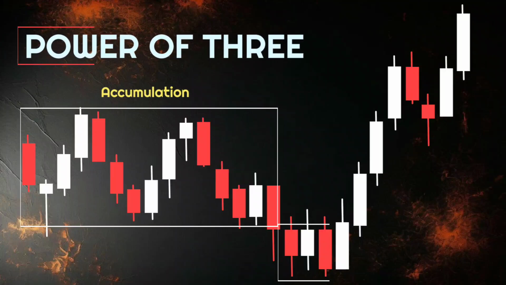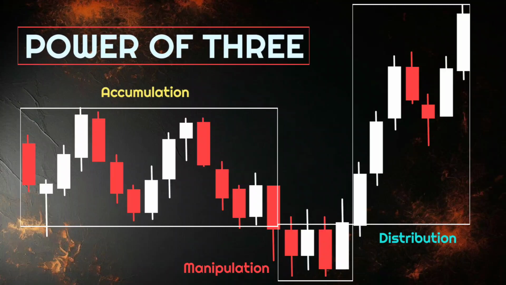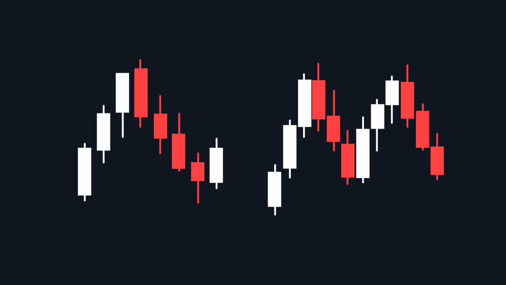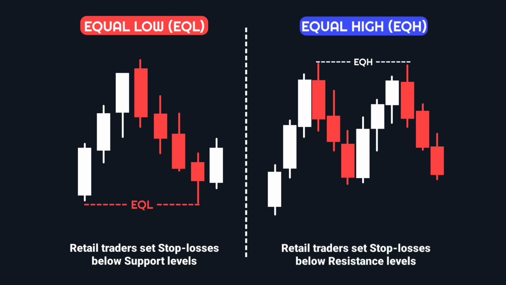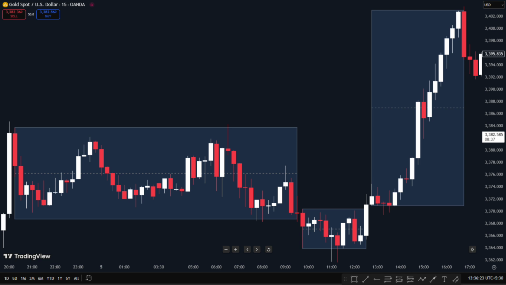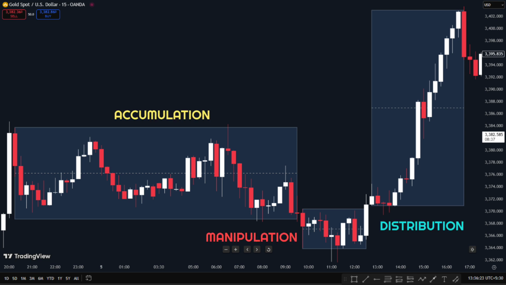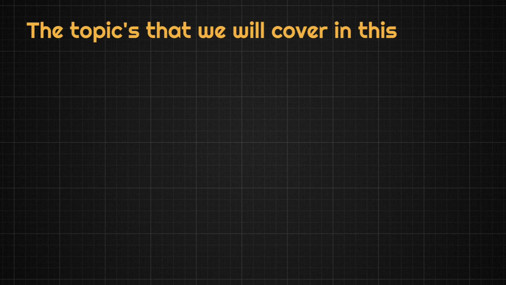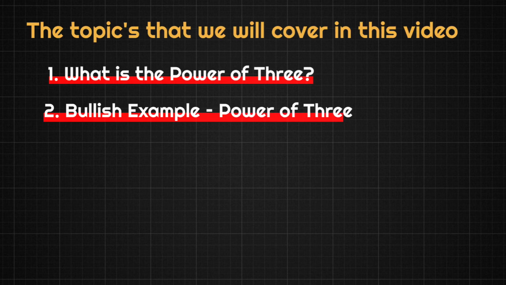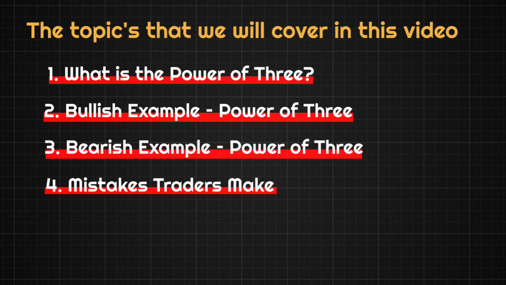Today we're going to break down one of the most effective setups in smart money concepts, the Power of Three, also known as AMD. In this session, we'll go through what the Power of Three is, how to correctly identify it on your charts, the rules for high probability execution, and practical examples from real market conditions. By the end of this video, you'll know exactly how to use this setup in your trading.